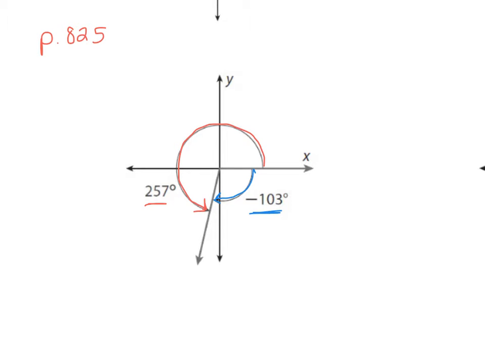We also have an important word called coterminal angles. Coterminal angles are angles that share the same terminal side. So here is the terminal side for both angles, and so the two angles together would be considered coterminal angles.